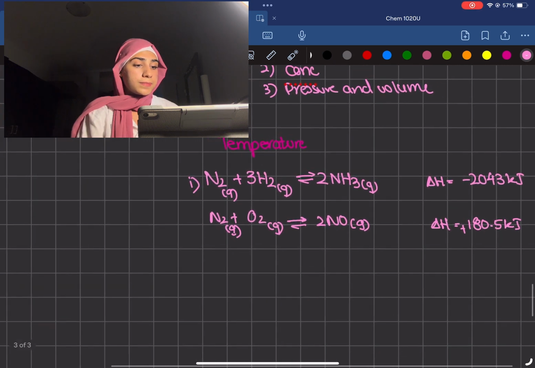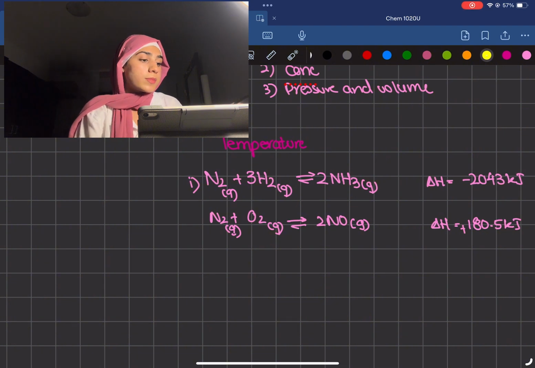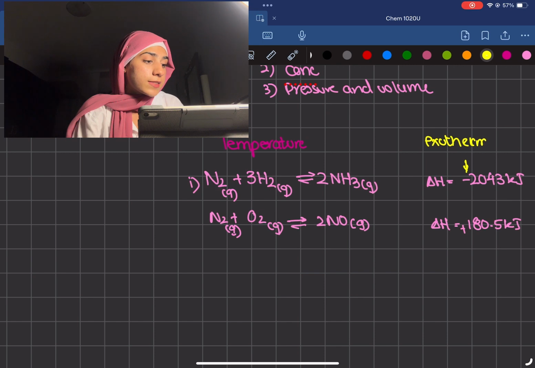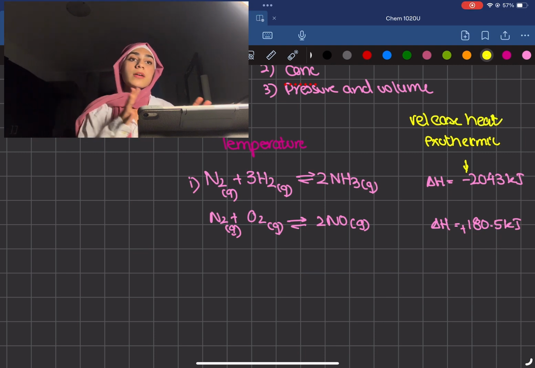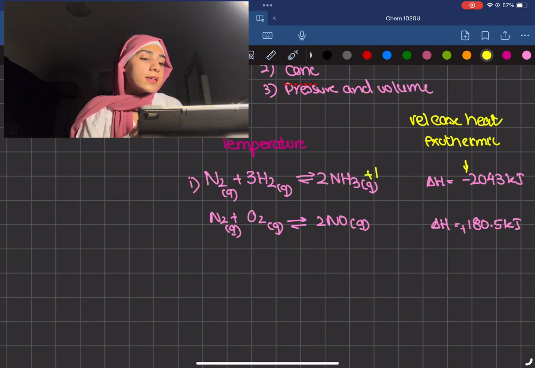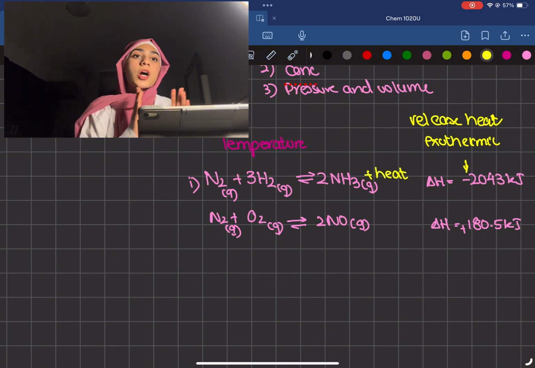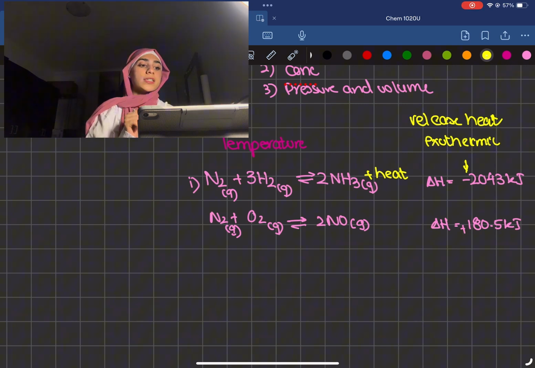Okay. So the first reaction I have here is an exothermic reaction. Now, how do I know it's exothermic? It's because of the negative sign that's next to the delta H. Now, exothermic reactions tend to release heat. Heat is given out. So that means that heat is on the product side of my equation. And it's good if you write down heat. That just makes a lot more sense.